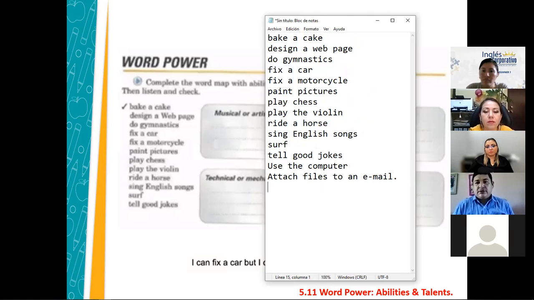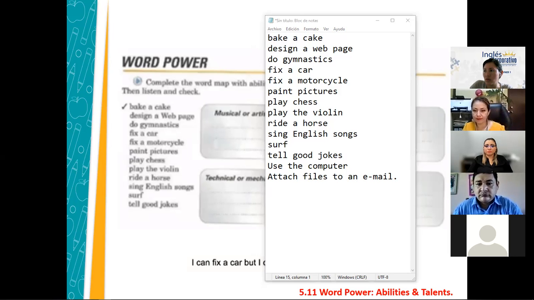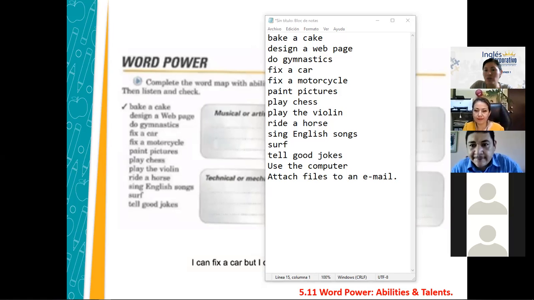Dígame. Draftsman, teacher. Repeat it, Ricardo, no escuché. Draftsman. Good draftsman. Can you type it in the chat? Repeat, please. Can you type it in the chat? ¿Lo puede digitar en el chat, por favor? Okay.